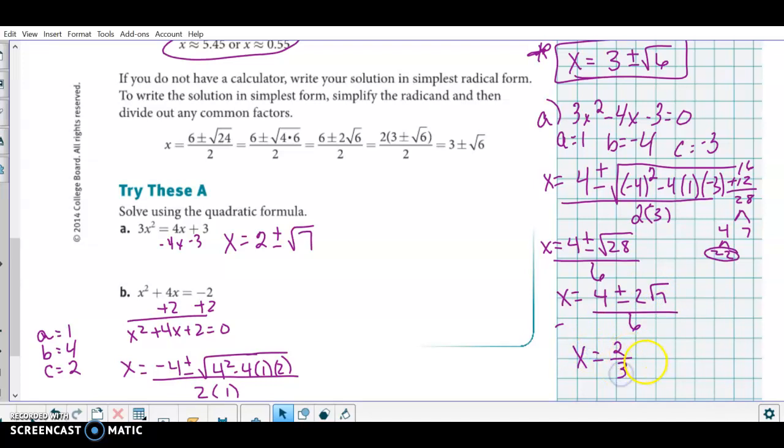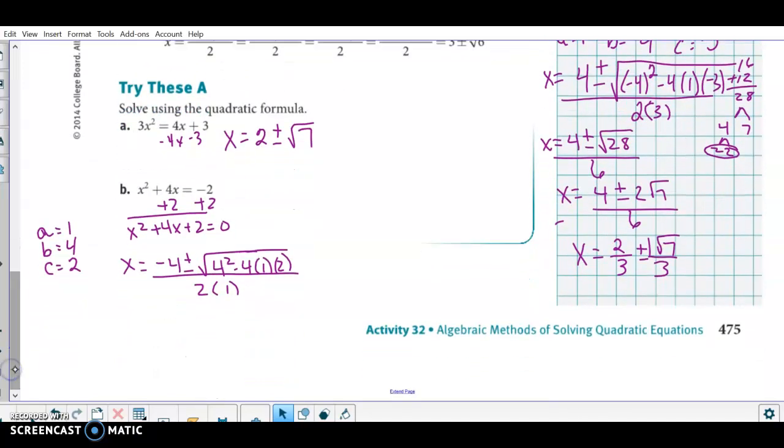2 over 3 plus or minus 2 over 6 is 1/3. So 2. So 7. You could put the 1 if you wanted. We could also even write this as x is equal, because we have the same denominator, 2 plus the square root of 7 over 3. I apologize. I forgot that A was not 1 on that one. All right, back to number 2.